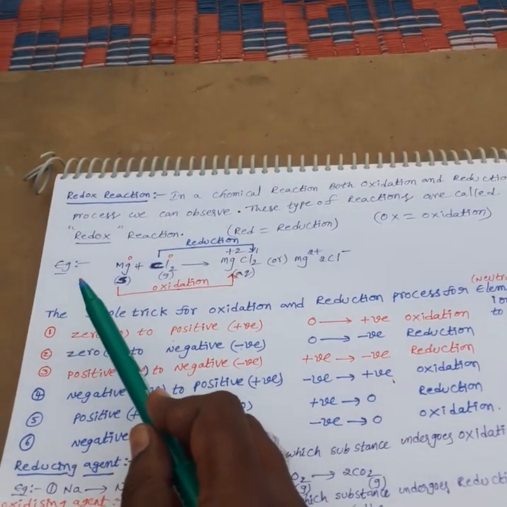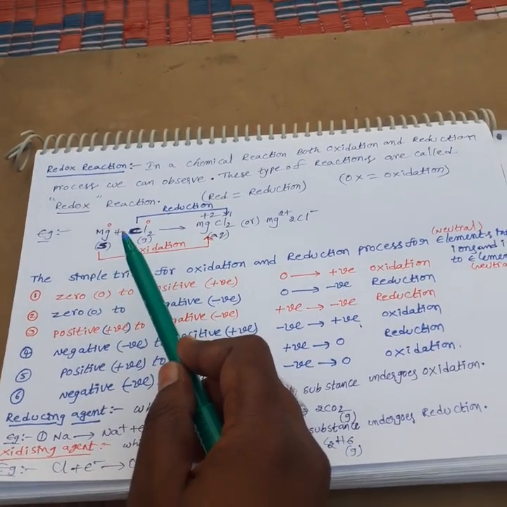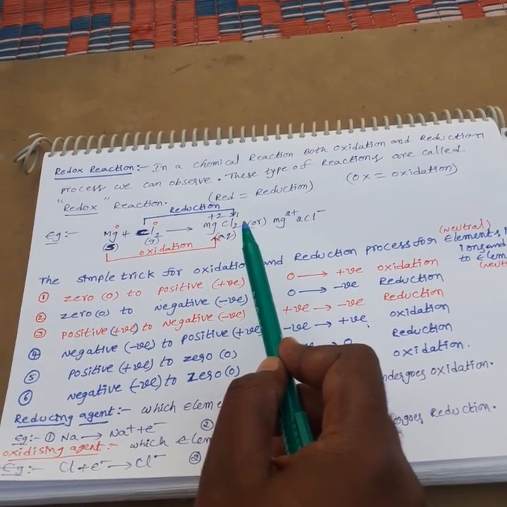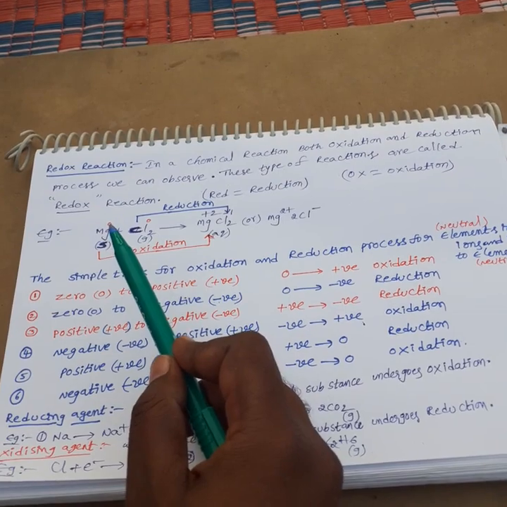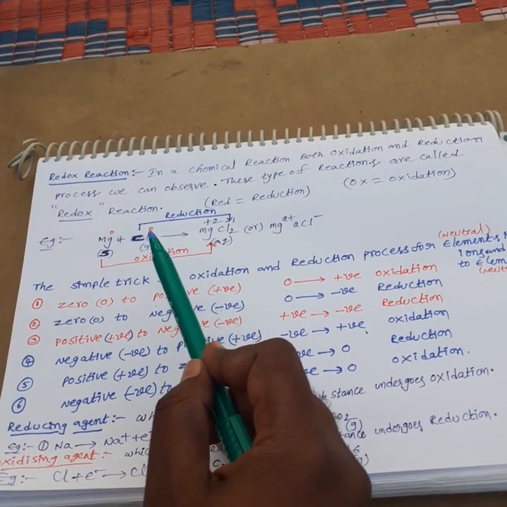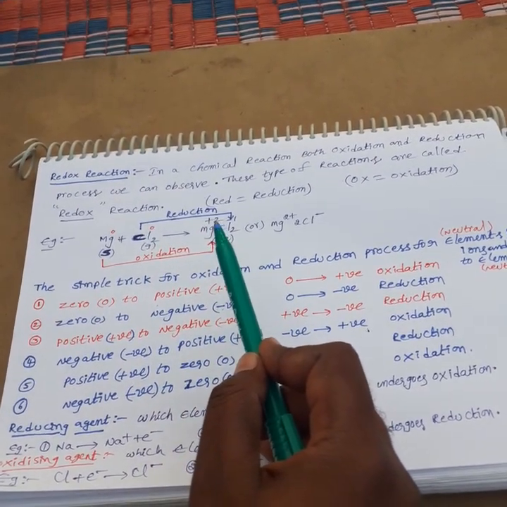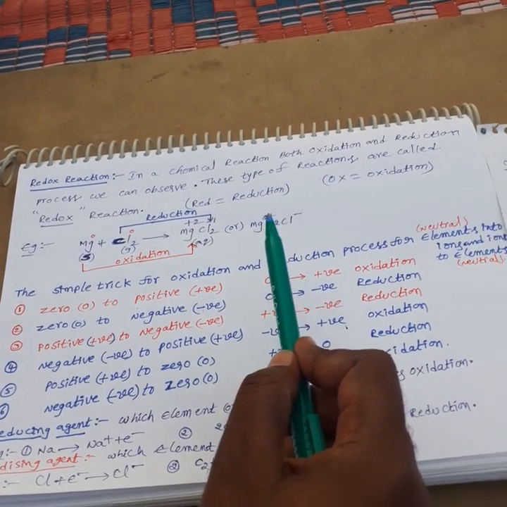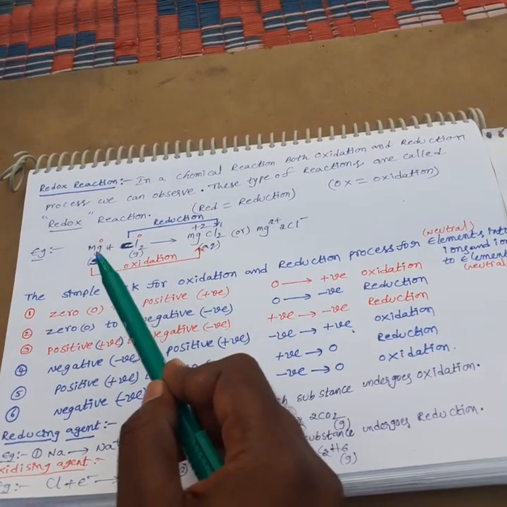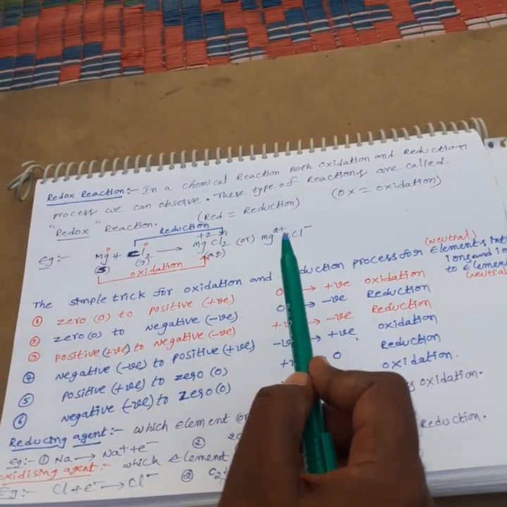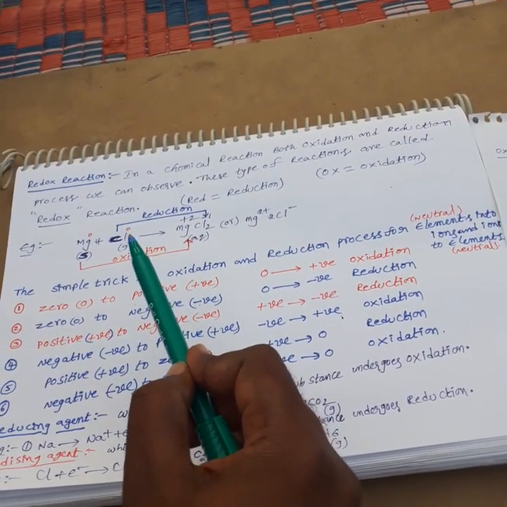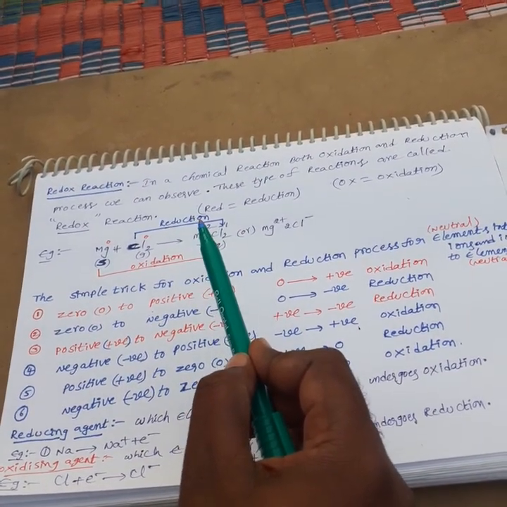The example of a redox reaction is magnesium reacting with chlorine gas to form magnesium chloride. And here, magnesium is in the solid state. Its oxidation number is 0 and chlorine oxidation number is 0, and they are converted into magnesium ion and chloride ion. Magnesium ion charge is +2 and chloride ion charge is -1. Magnesium goes from 0 to +2 by loss of electrons, that is called oxidation, and chlorine goes from 0 to -1, that is called reduction. Why?